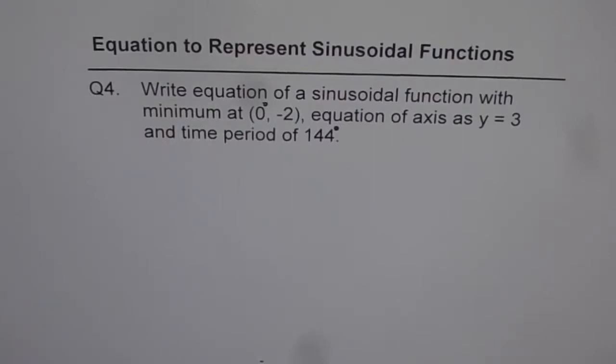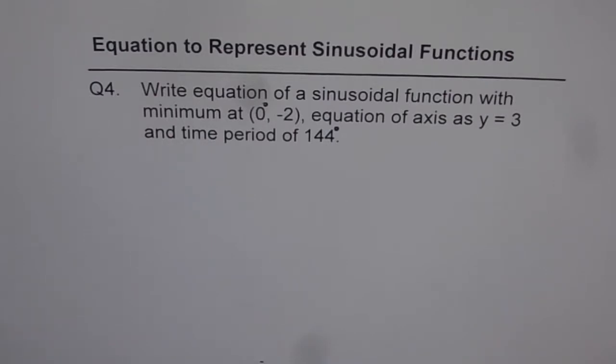Here is question number 4 to understand how to write equations representing sinusoidal functions. Question number 4 is: write the equation of a sinusoidal function with a minimum at (0 degrees, -2), equation of axis y equals 3, and a period of 144 degrees.